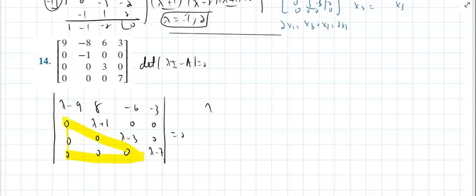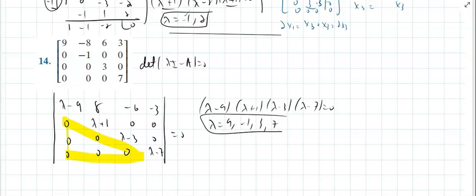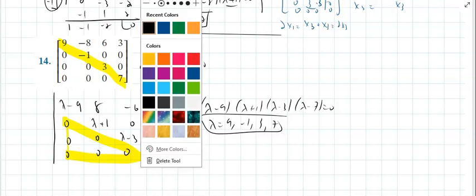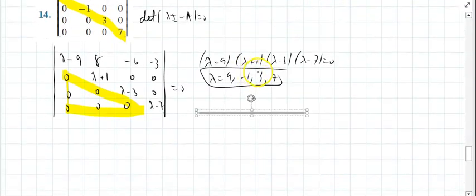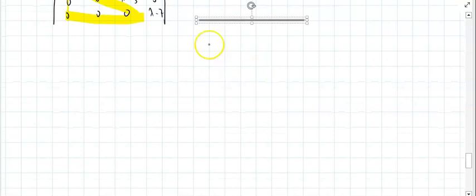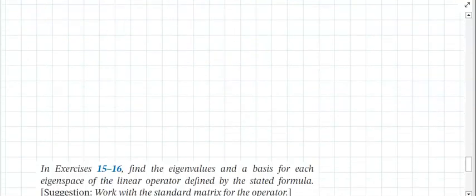So it's simply lambda minus 9, lambda plus 1, lambda minus 3, lambda minus 7 equals 0, or lambda equal 9, negative 1, 3, and 7. You could have just figured that out by looking at it. That turns out to be a really quick way of finding them. Again, you're going to have 4 of those. That's some busy work, nothing more. Let's move to the last problem pretty quick.